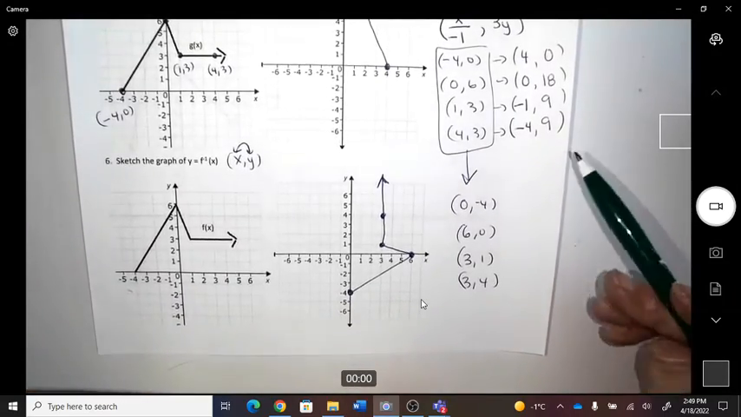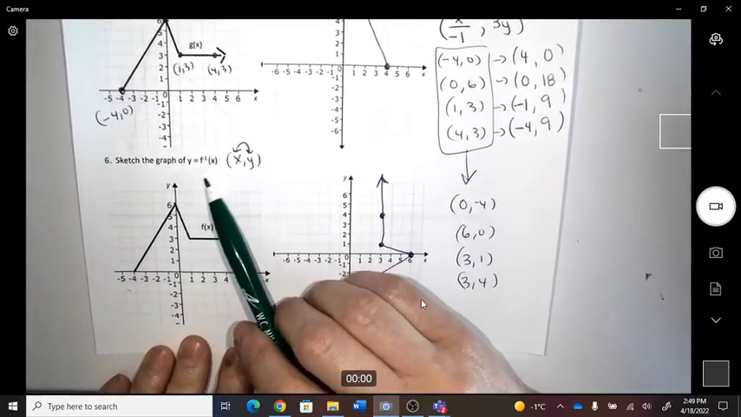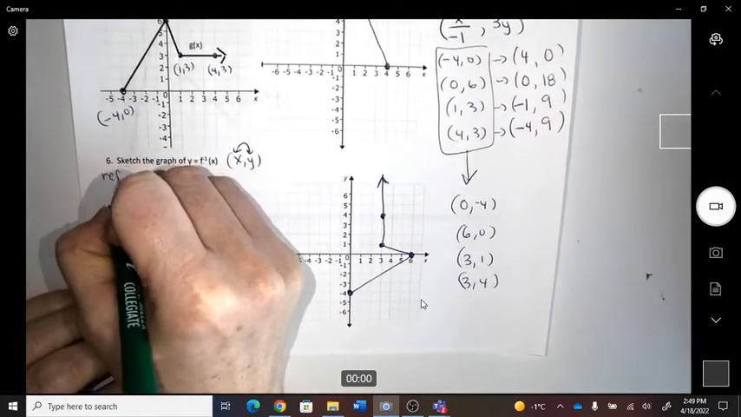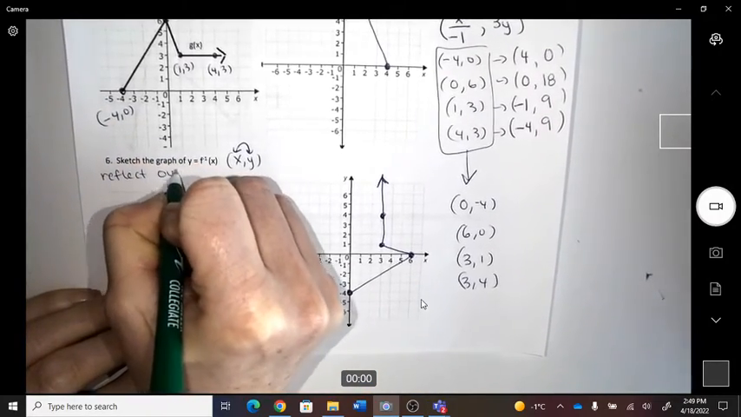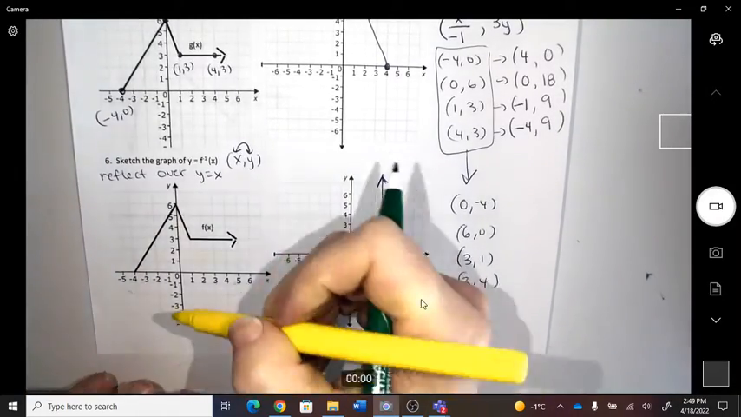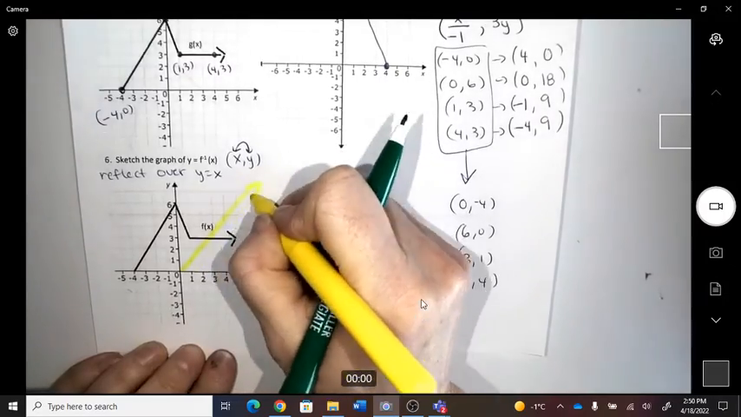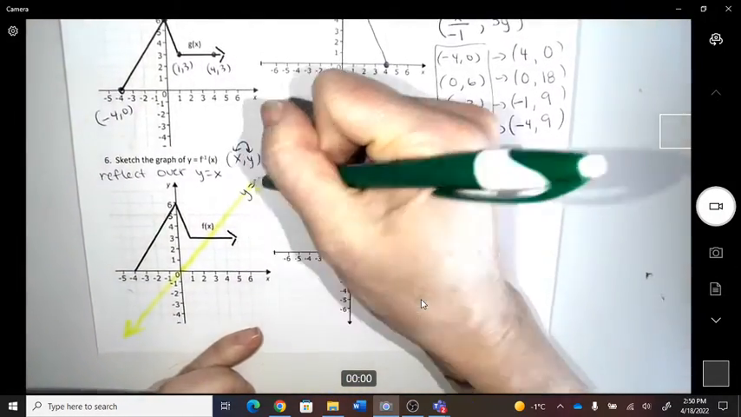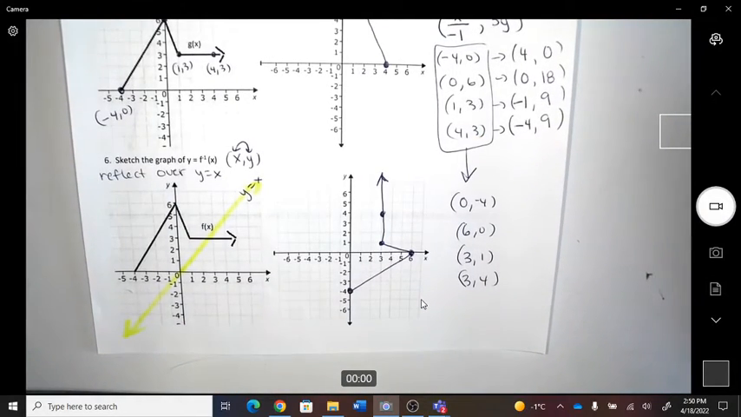Okay, what's another way to ask this question? If I say graph the inverse, I could also ask it reflect over y equals x. I could ask you in that kind of language. That's the same thing. Reflect over the diagonal, y equals x. Okay, does it look like it kind of did that?